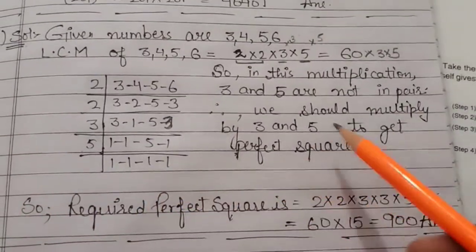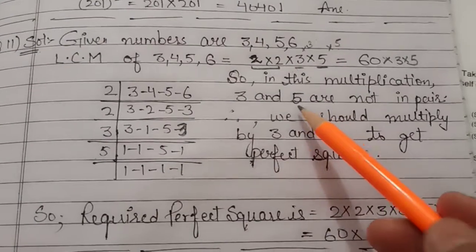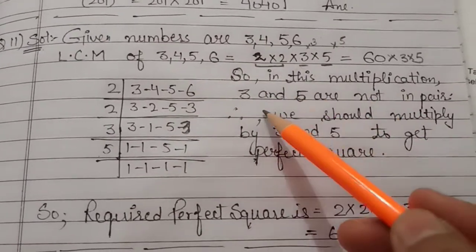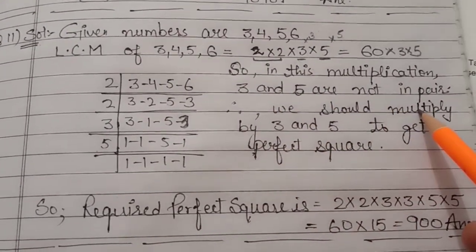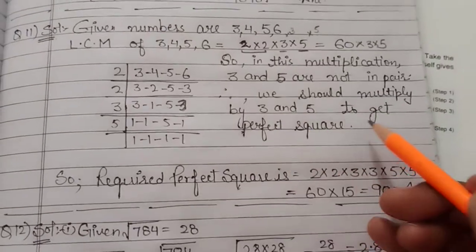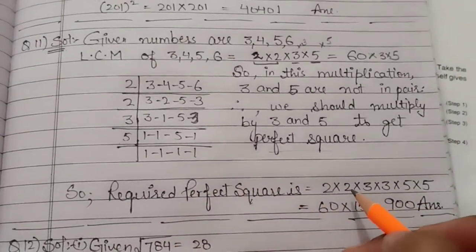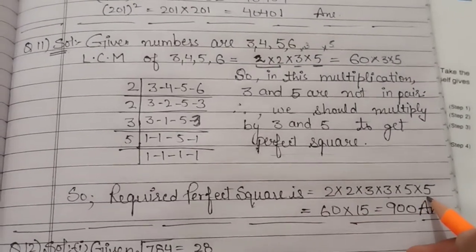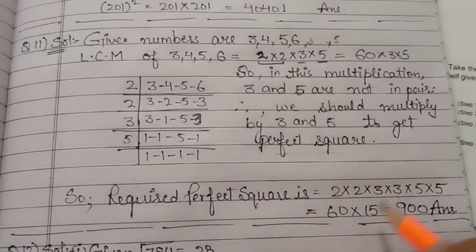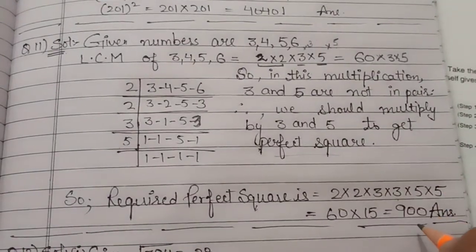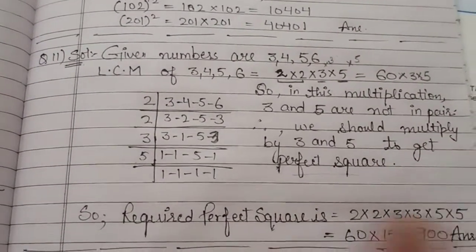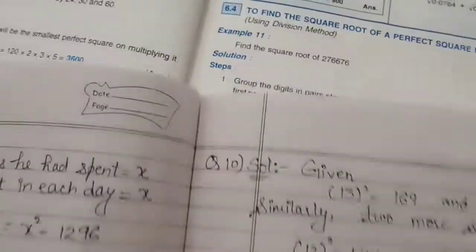So in this way, here I am also writing the detail. In this multiplication, 3 and 5 are not in pair, so we should multiply by 3 and 5 to get the perfect square. So the required perfect square is 2 into 2, 3 into 3, 5 into 5. That means 60 multiplied by 15, and the answer is 900. So that's the answer of question number 11.